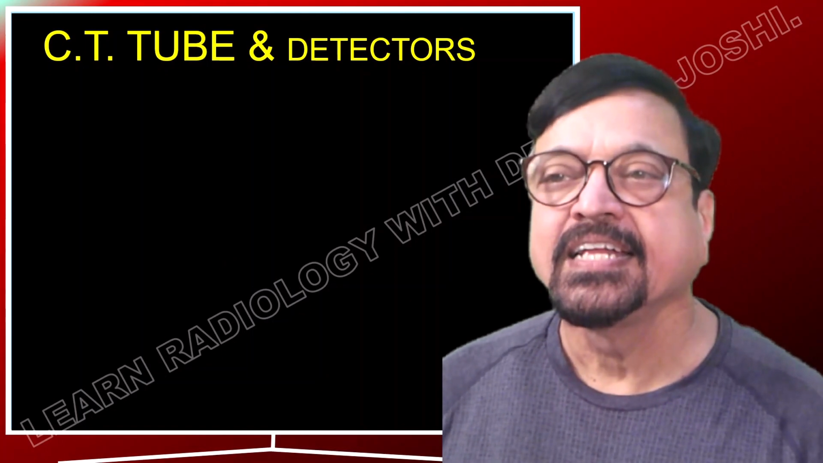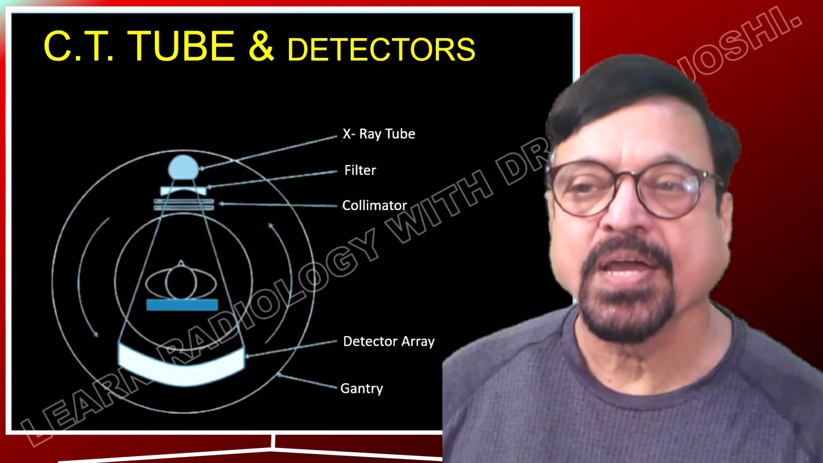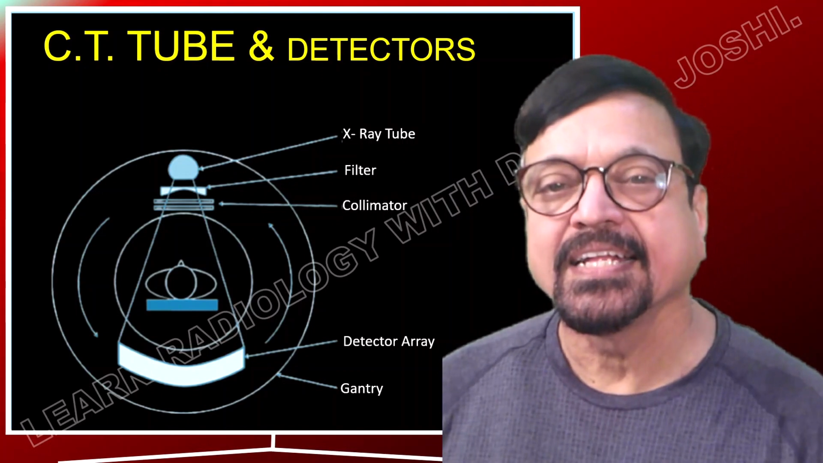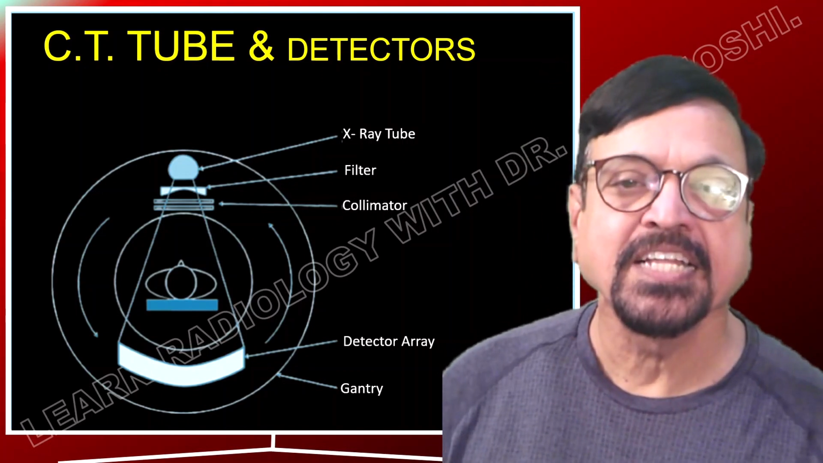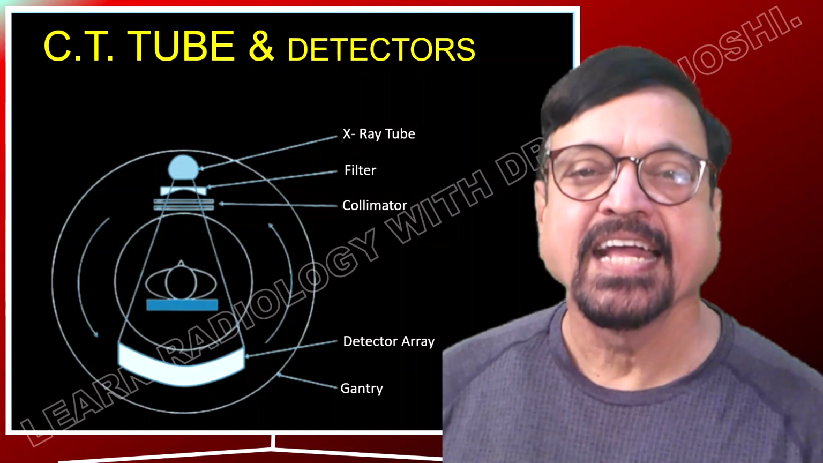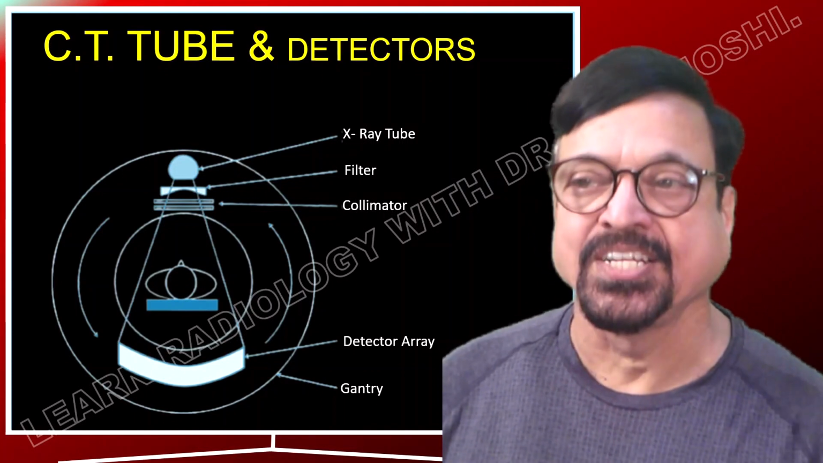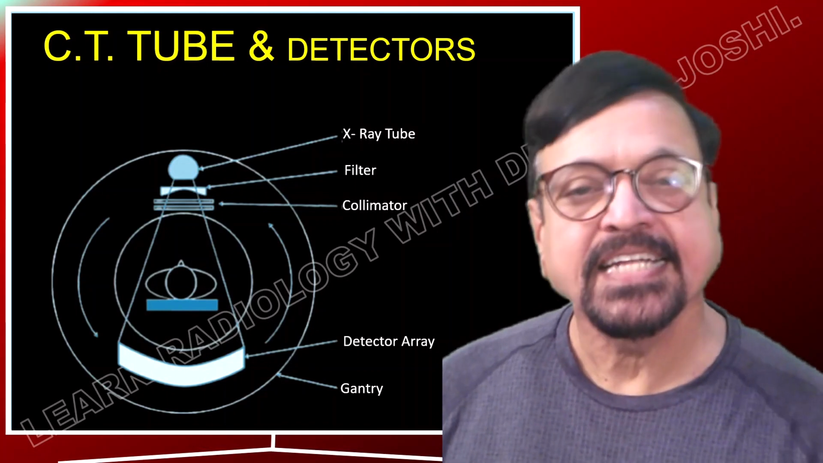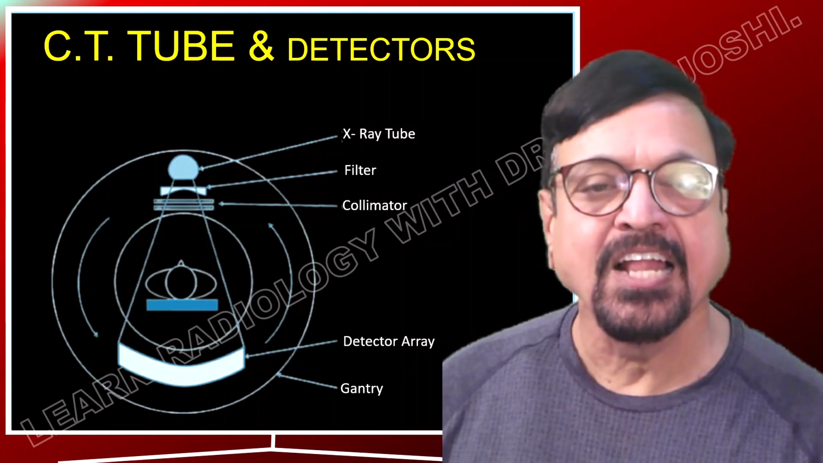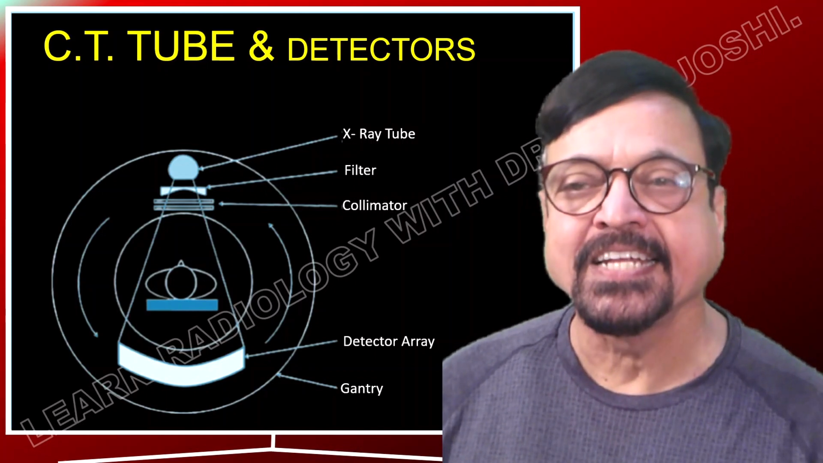Now, here we are going to see a combination of CT tube and detector, which in conventional radiography is an X-ray tube and a cassette. Here the X-ray tube is of lower capacity. Cassettes are usually either digital or direct radiography.